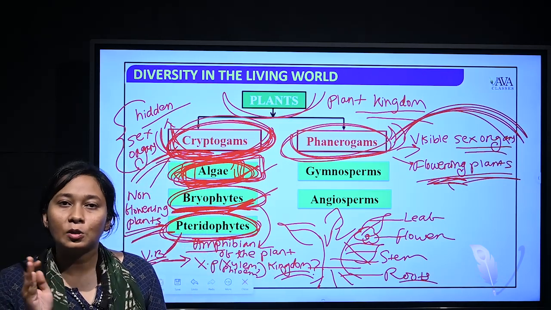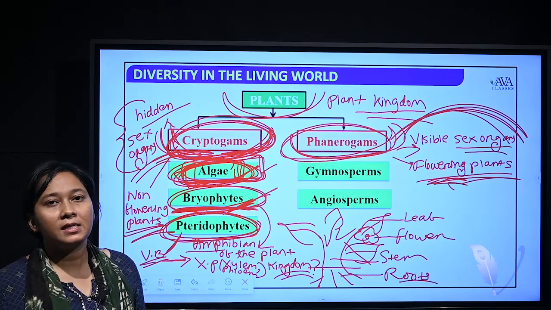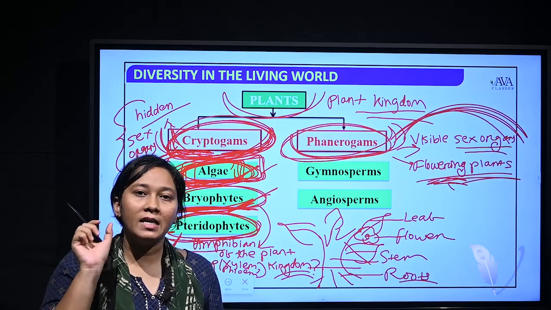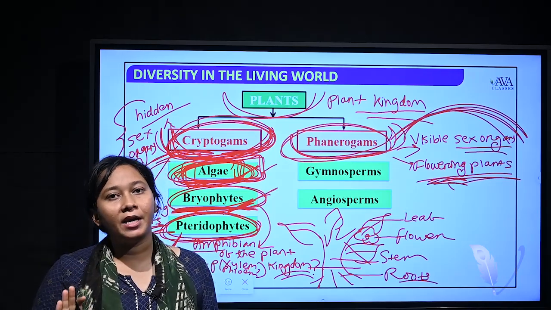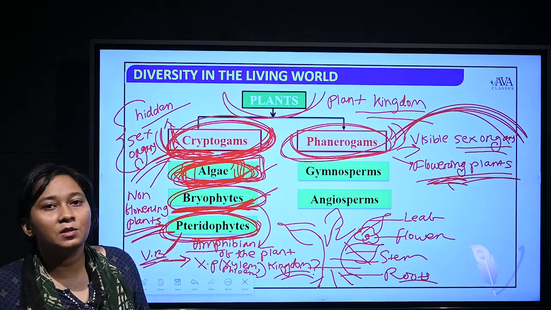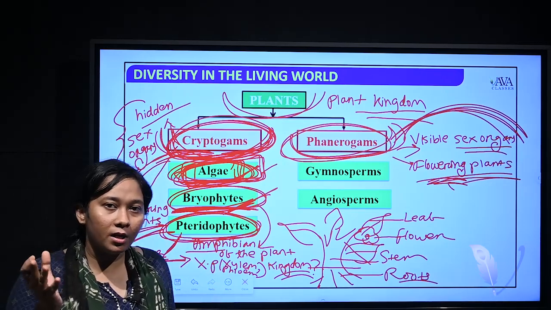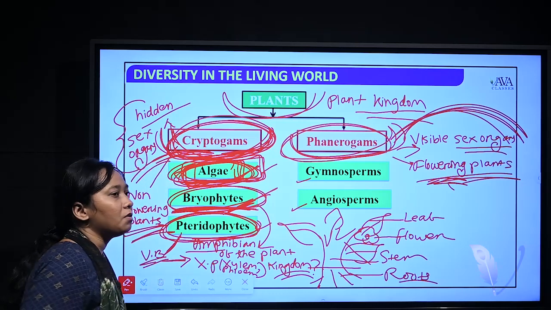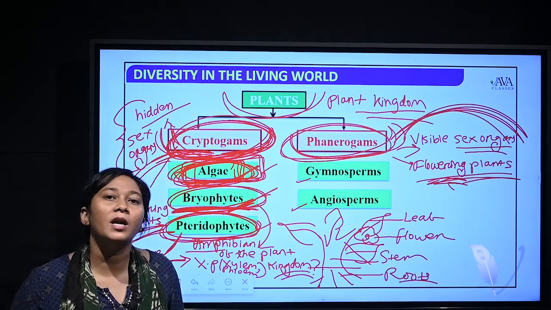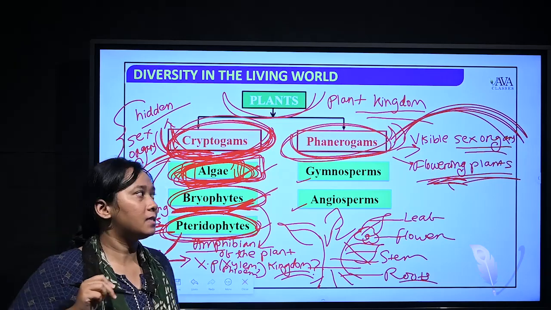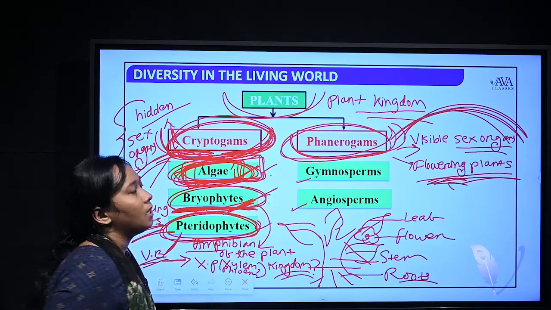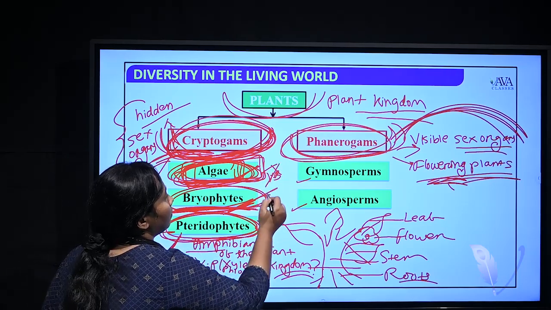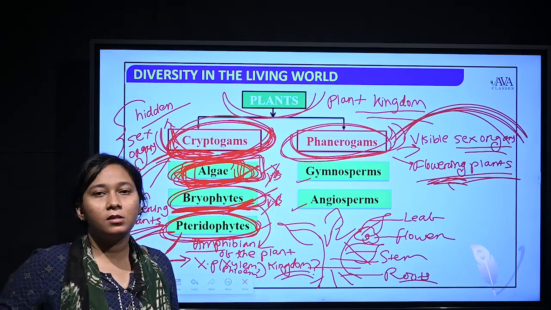Those plants where vascular bundles are present are called tracheophytes. Phyte refers to plants. So tracheophytes means vascular bundle is present. Pteridophytes, gymnosperms, angiosperms are otherwise called tracheophytes. It means vascular bundles are present in those plants. But algae and bryophytes do not have vascular bundles, because they do not need them.